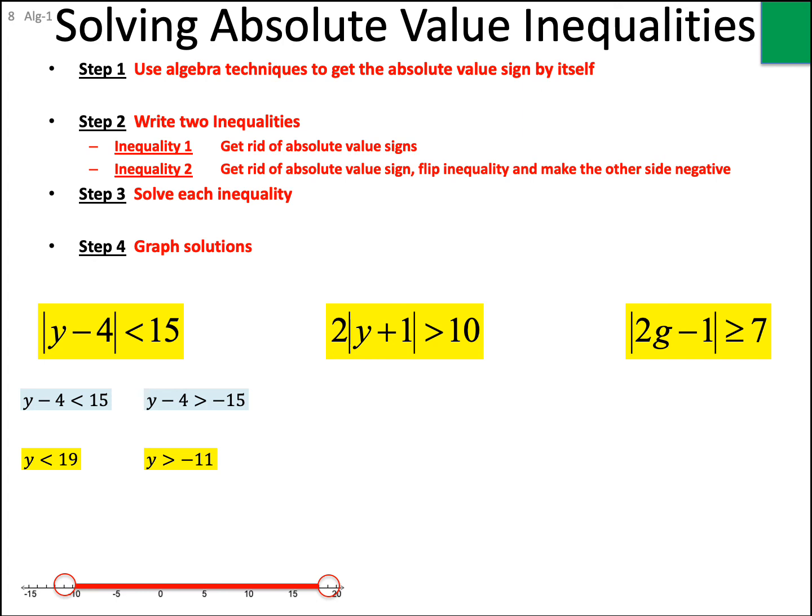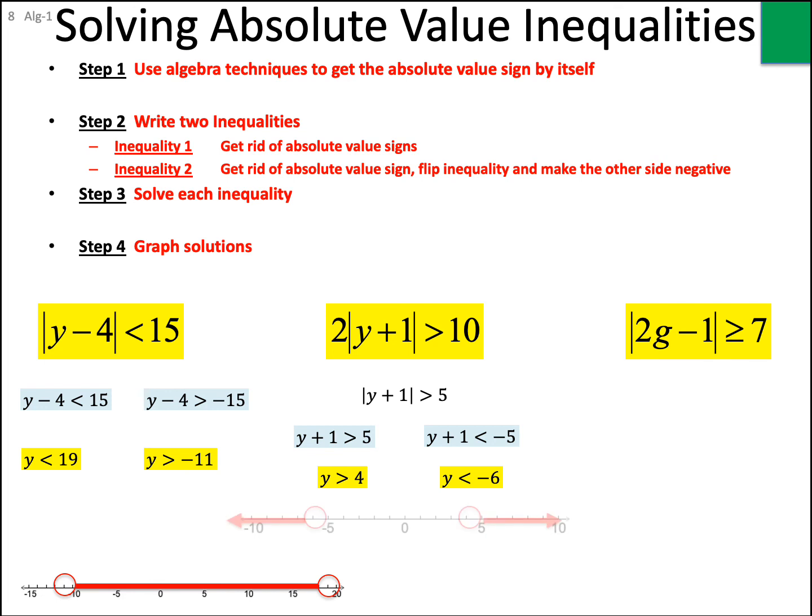All right, second one, divide both sides by 2. Now the absolute value is by itself. Let's see. First one, second one, flip the inequality, make it -5. Subtract 1 from both sides. Subtract 1 from both sides. This one is greater than, so this one's going to be an or. So this has got to be bigger than 4, but smaller than -6. Open circle on both.